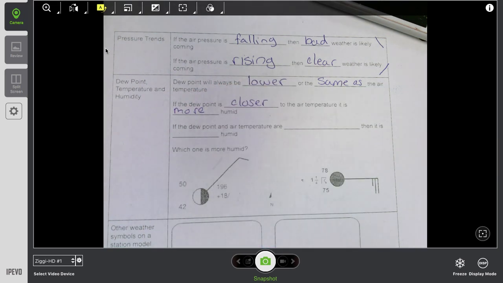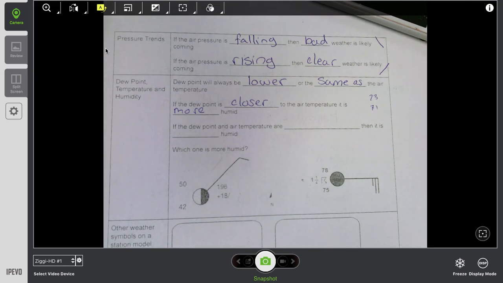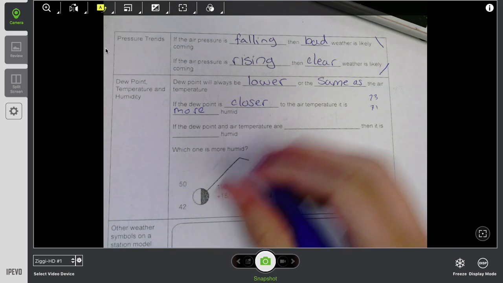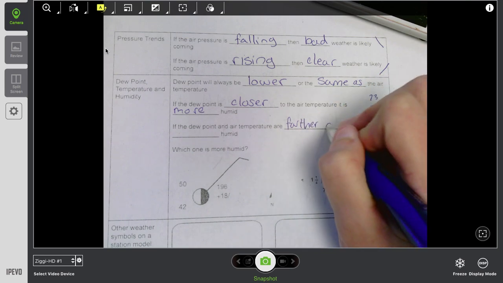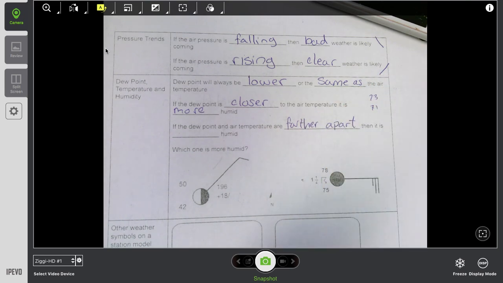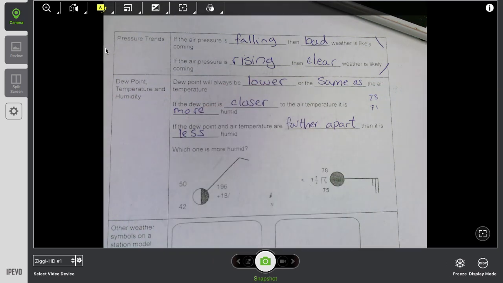So on the example on the front, with the air temperature being 73 and the dew point being 71, that's super humid. That would be very muggy. The air is very moist. If the dew point and the air temperature are super far apart, it is less humid. It would be drier and more comfortable.